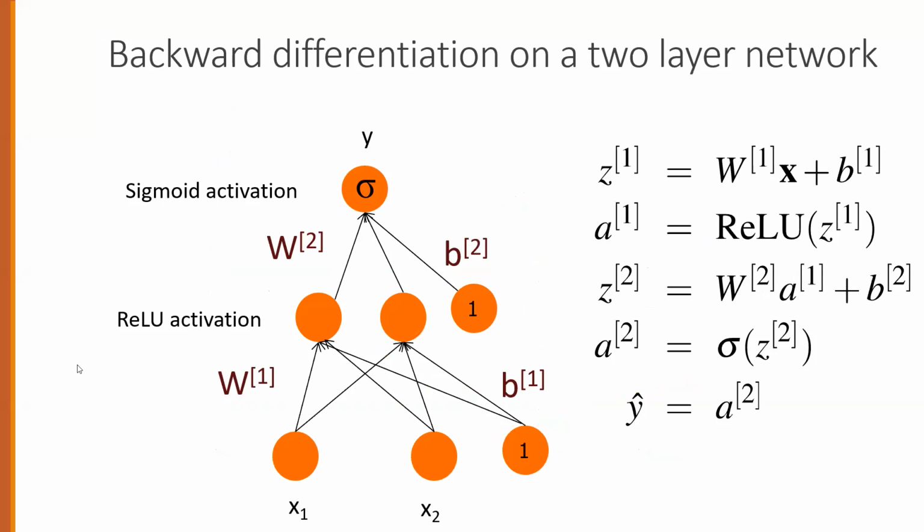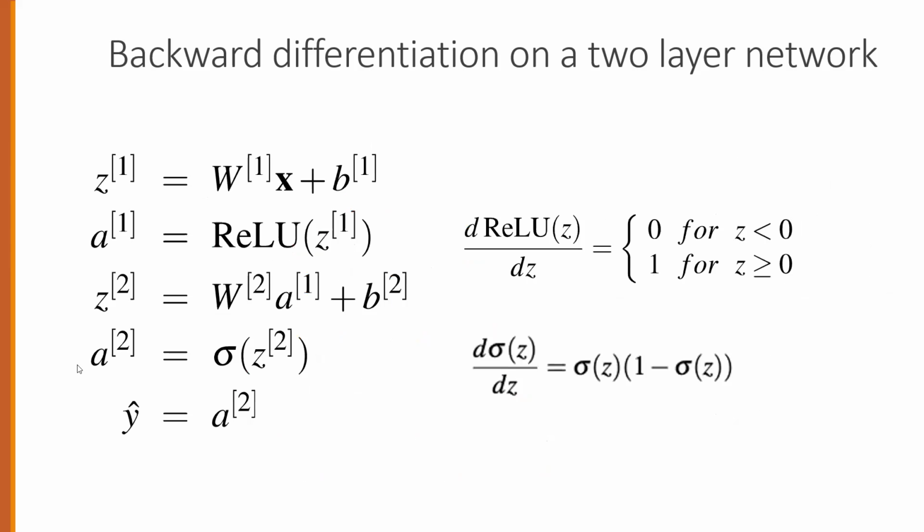Of course, computational graphs for neural networks are much more complex. Here's a sample computational graph for a 2-layer neural network with n0 is equal to 2, n1 is equal to 2, and n2 is equal to 1. In order to do the backward pass, we will need to know the derivatives of all the functions in the graph. The derivatives of the sigmoid function and the ReLU function are given here.